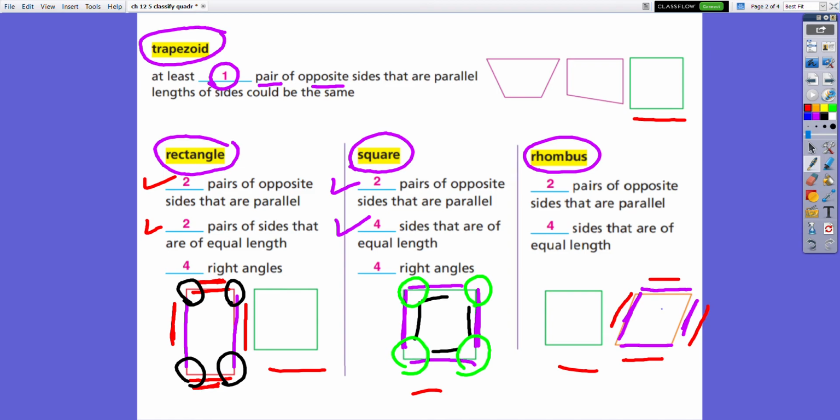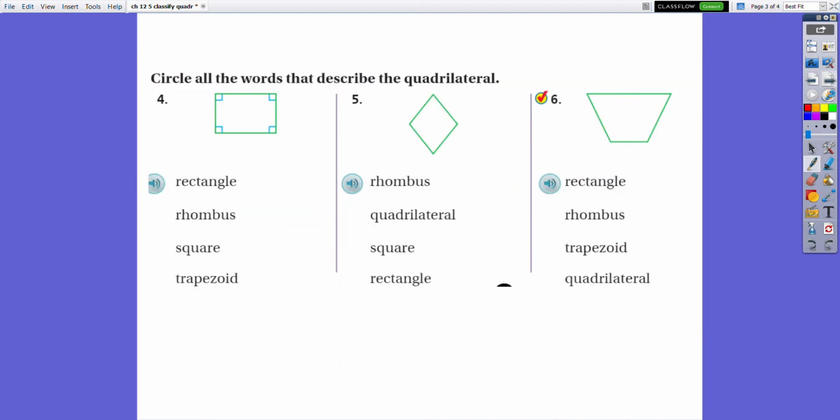Square, similar to rectangle: two pairs of opposite sides that are parallel, four sides equal in length, and four right angles. Last one, rhombus: two pairs of opposite sides that are parallel and four sides that are equal in length. So it's like a square, but there is no right angle. Okay? Now, look at the next question here.